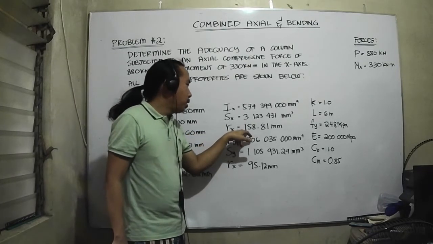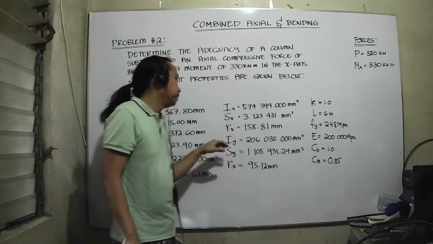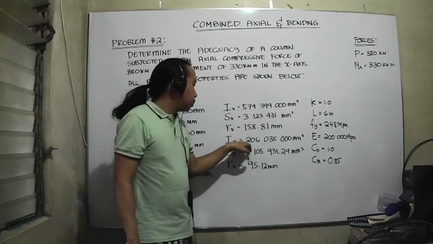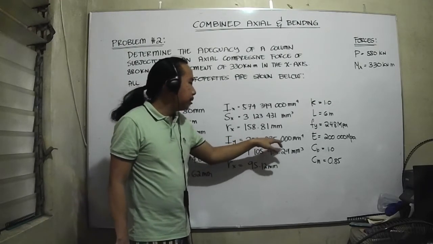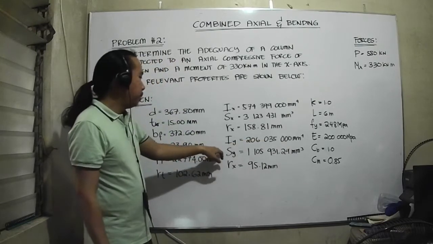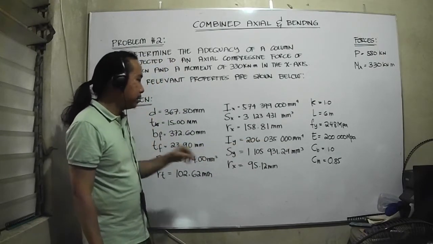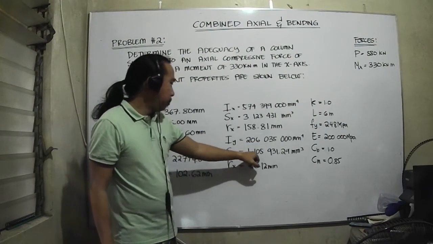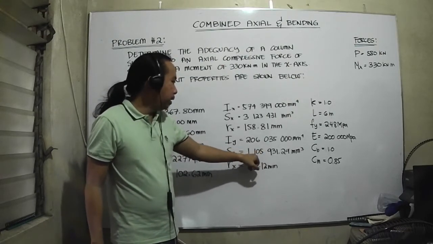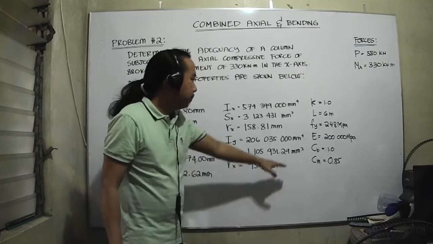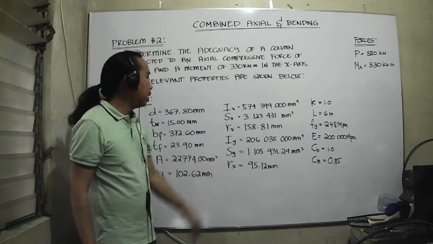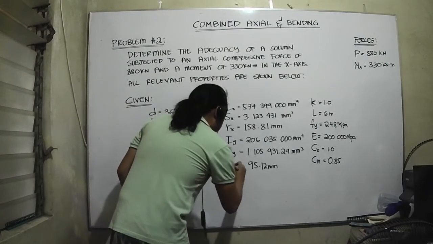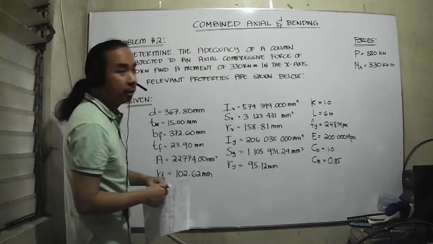We have 158.81 millimeters. We have our inertia in the y axis, which is equal to 206,035,000 mm to the 4th, and we have our section modulus in the y direction, which is equal to 1,105,931.29 cubic millimeters, and we have our radius of gyration ry, rather, of 95.12 millimeters.